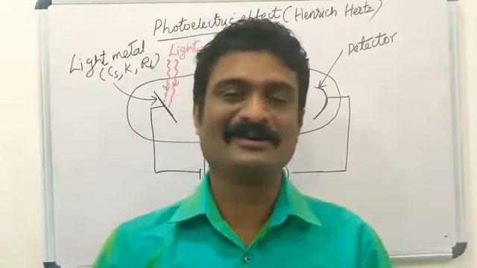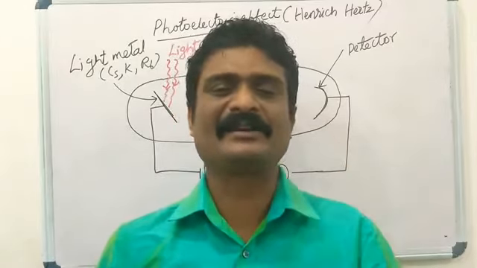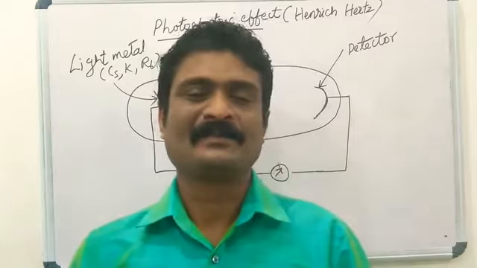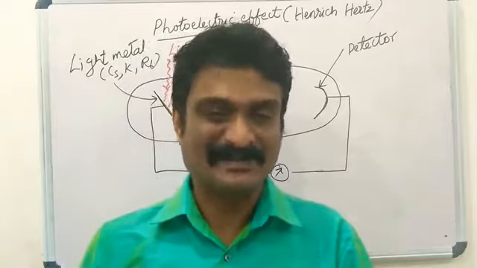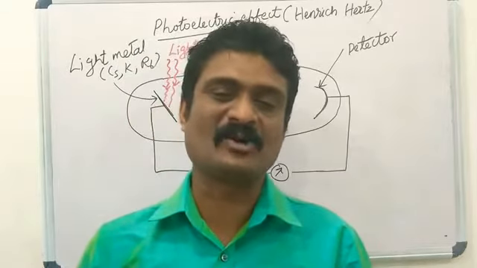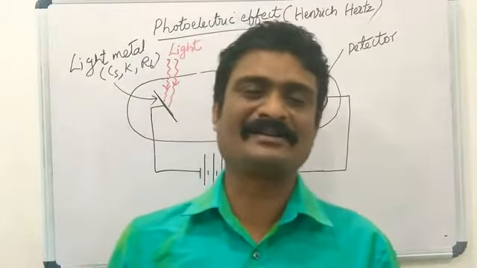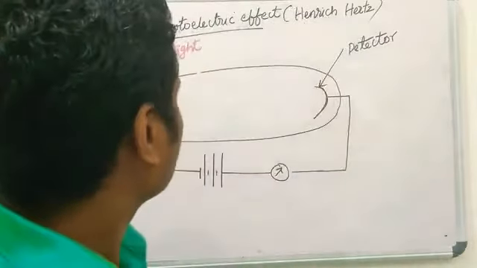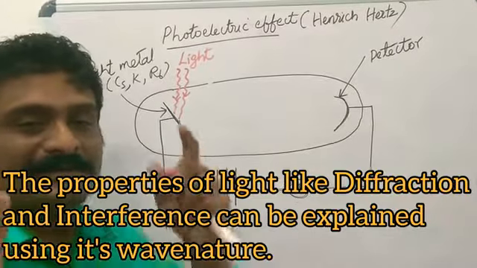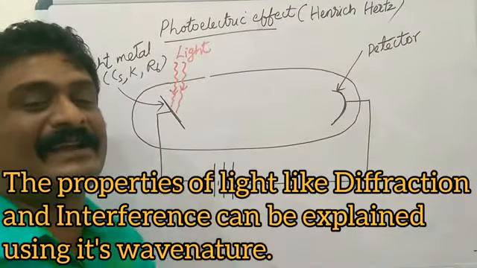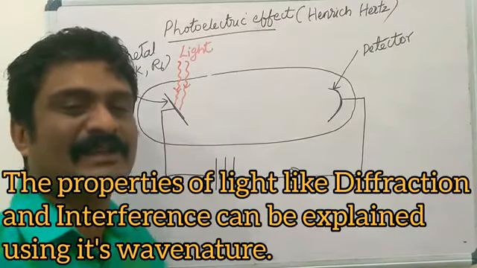Yes, according to Albert Einstein, electromagnetic radiation behaves like particles as well as waves. Okay, this is called dual nature of electromagnetic radiation. Yes, light is a form of electromagnetic radiation. Then the properties of light like diffraction and interference can be explained using its wave nature.